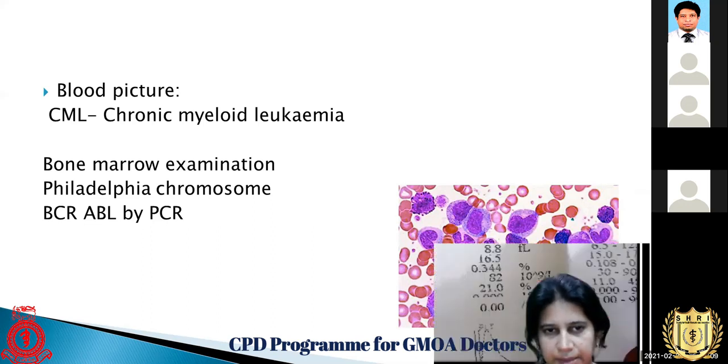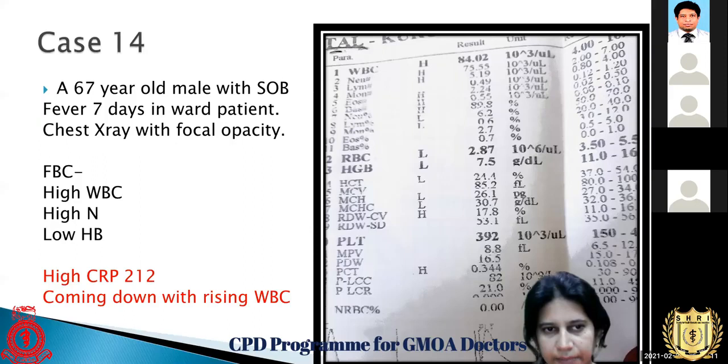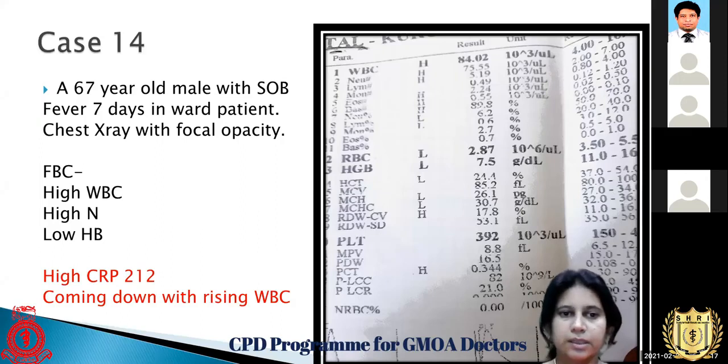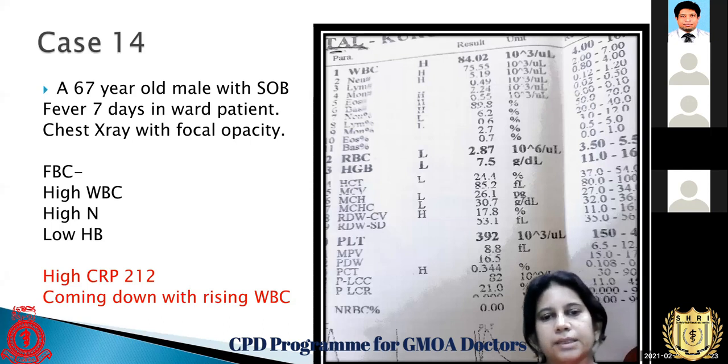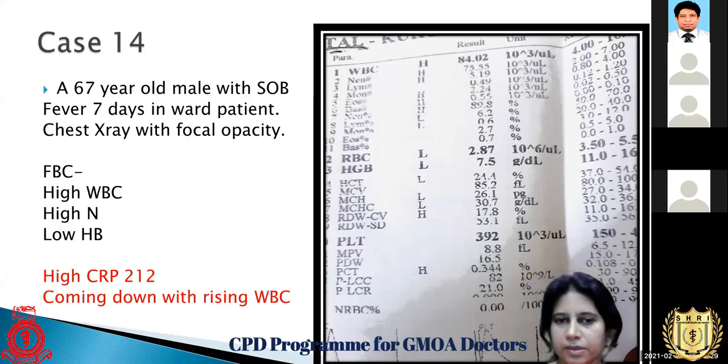Just compare that case with this one. This is a 67-year-old male inpatient with shortness of breath and fever for 7 days, and the chest X-ray shows a focal opacity. He was referred to exclude hematological malignancy because the patient had a very high count. Can you see the high WBC, 84,000?